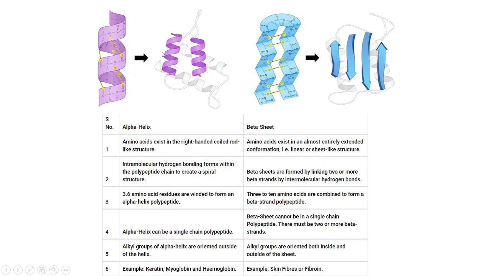And as I said, one turn corresponds to 3.6 amino acid residues, while in the case of a beta strand, 3 to 10 amino acids are combined. A beta sheet cannot be in a single chain polypeptide, definitely not, as you can see from here. There must be two or more beta strands, while an alpha helix can be present in a single chain polypeptide. Some examples are keratin and myoglobin, and for beta sheet there are silk fibers or fibroin.